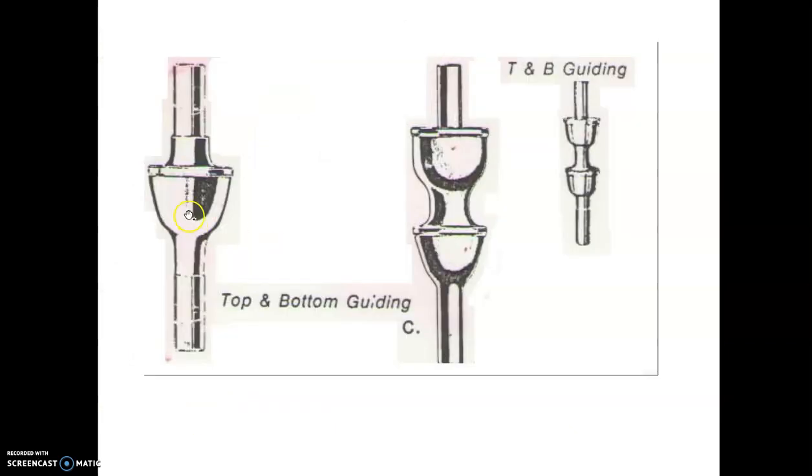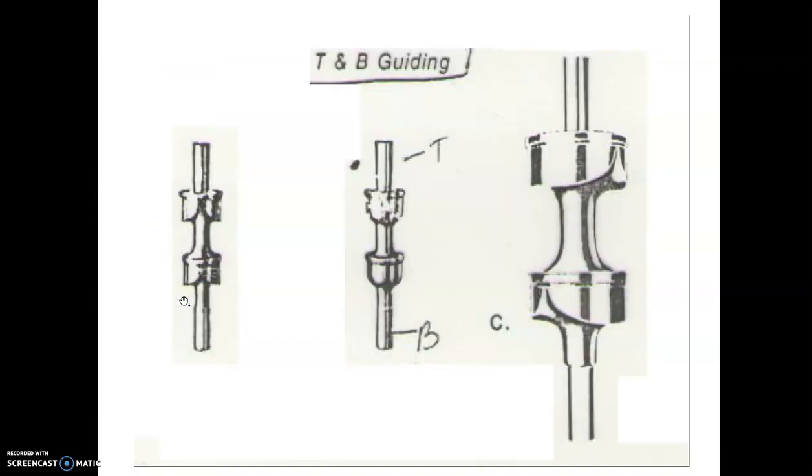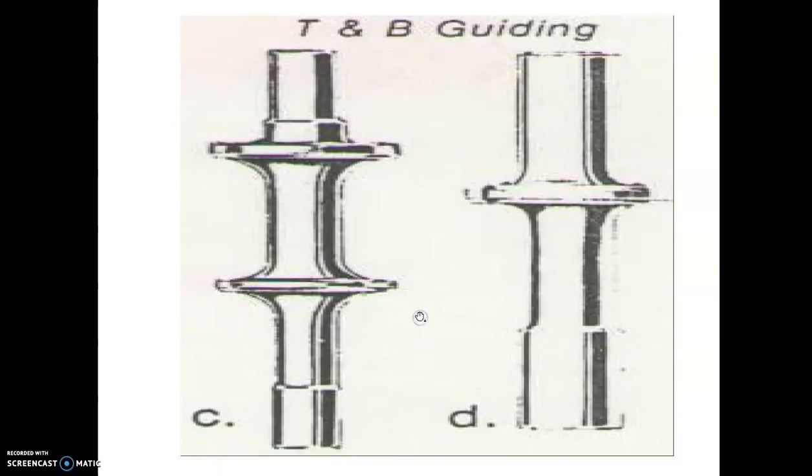Now here you can see the plug. There is a rod like thing on the top of the plug and the bottom of the plug. So we can place a ring surrounding the stem on the top part and on the bottom part, so that the plug will not deflect sideways. So here there can be top guiding and bottom guiding. So here are some more photographs for top and bottom guiding.